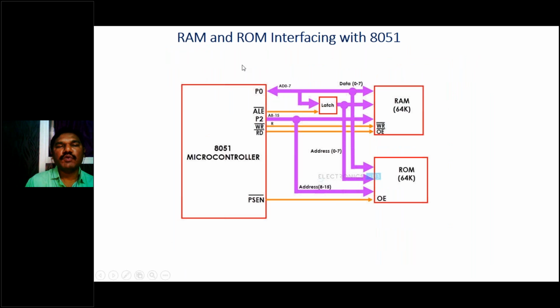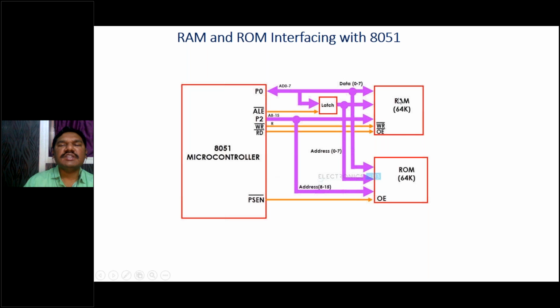This is one more diagram showing how to interface RAM memory and ROM memory. Here P0 and P2 are connected through these lines, where P0 means AD0 to AD7 and P2 means A8 to A15. These are the read and write signals, which show how to read and write the data. Read and write signals are related to RAM memory, and PSEN is related to ROM memory. ALE is connected to both RAM and ROM, because ALE is used to latch the address lines, and it is shown here as ALE bar.